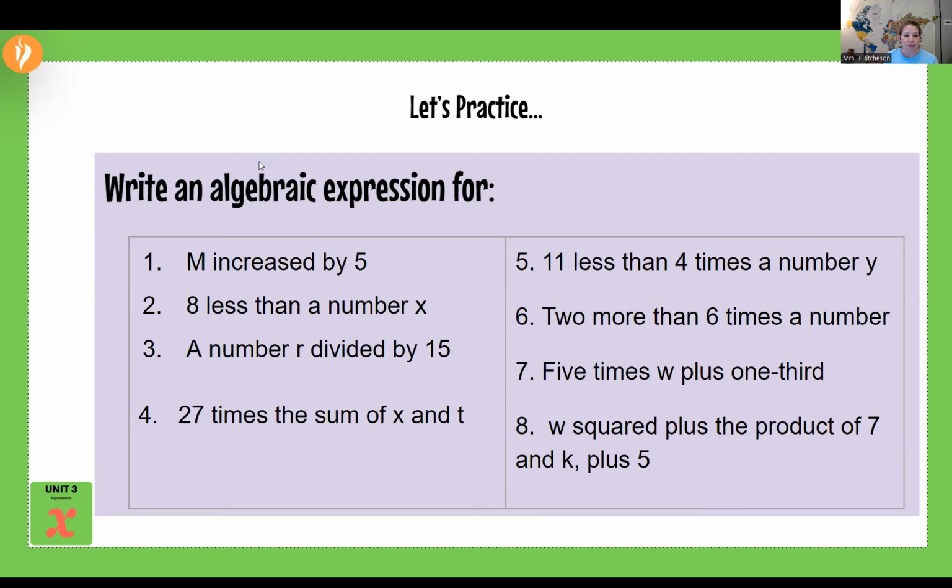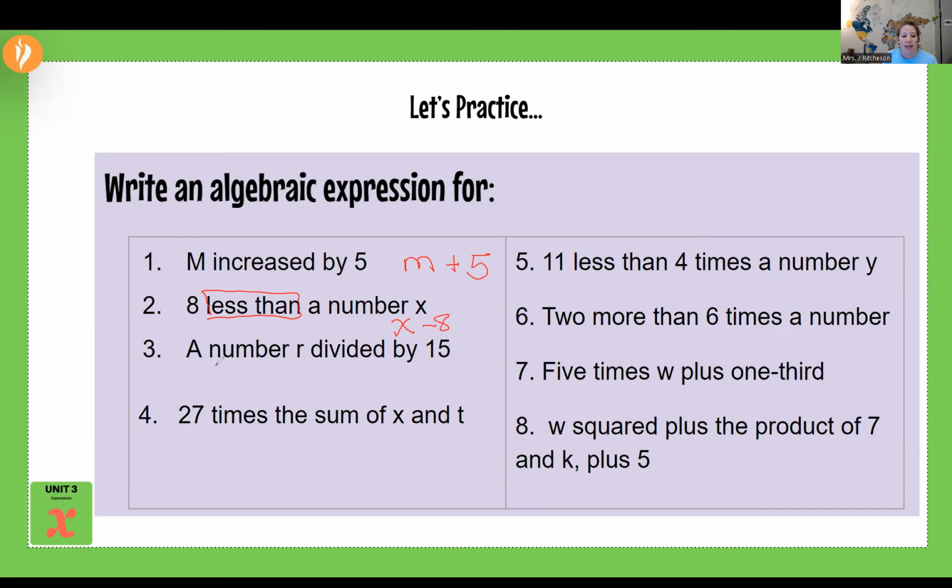All right, number 1. M increased by 5. The increase means to add, so we do M plus 5. All right, what about number 2? Number 2 says 8 less than, so we're going to take that 8 and then push it to the end. So we got to start with x minus 8. Unfortunately, if you wrote 8 minus x, that is wrong. No credit for that one.